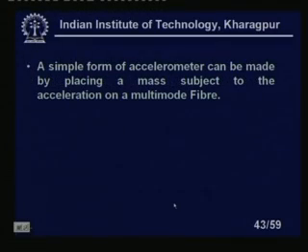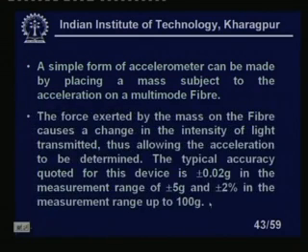Now, a simple form of accelerometer can be made by placing a mass subject to the accelerations on a multimode fiber. The force exerted by the mass on the fiber causes a change in the intensity of light transmitted, thus allowing the acceleration to be determined. The typical accuracy quoted for this device is plus minus 0.02 g in the measurement range of plus minus 5 g. It is extremely good, I should say, and plus minus 2% in the measurement range of up to 100 g.